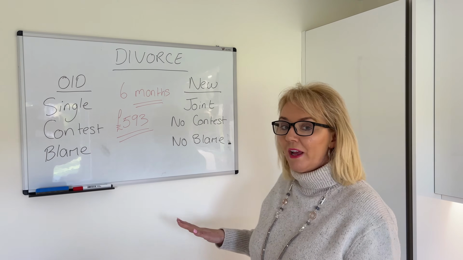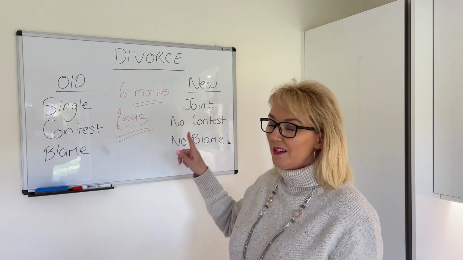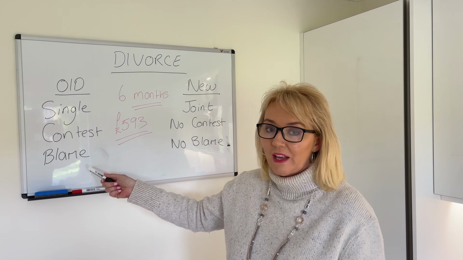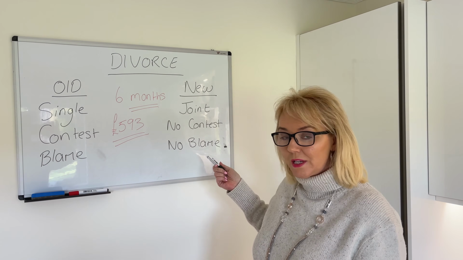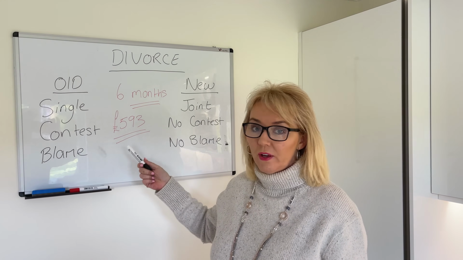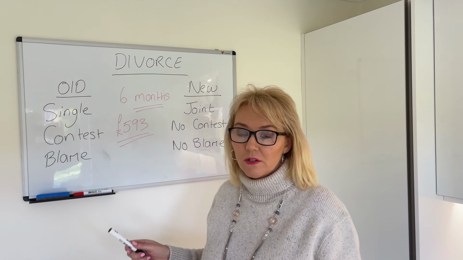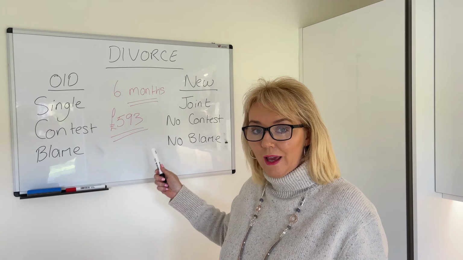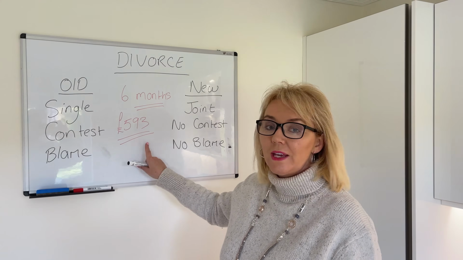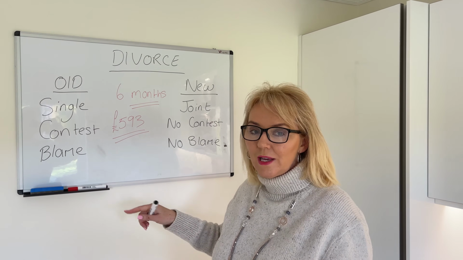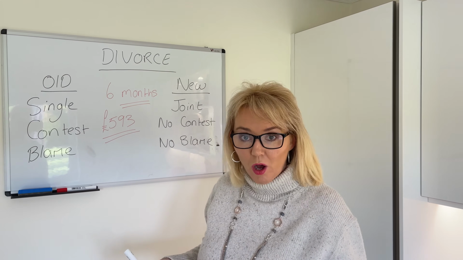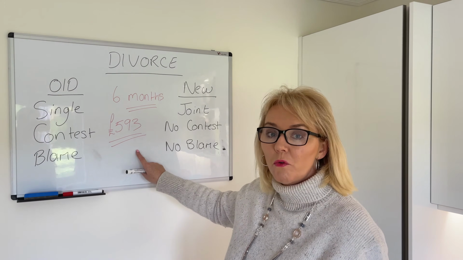The things that remain the same are you're still looking at about 6 months to get your divorce, whether you do the old system and begin that now, or whether you wait till the 6th of April and begin it then, and you're still looking at the same court fee, which is £593. That court fee is the same whether you apply online or whether you get a solicitor to do it. The court fee is always the same. Obviously, if you're going to instruct a solicitor to do it, you're then going to have the solicitor's fees on top, but essentially your court fee will remain the same.